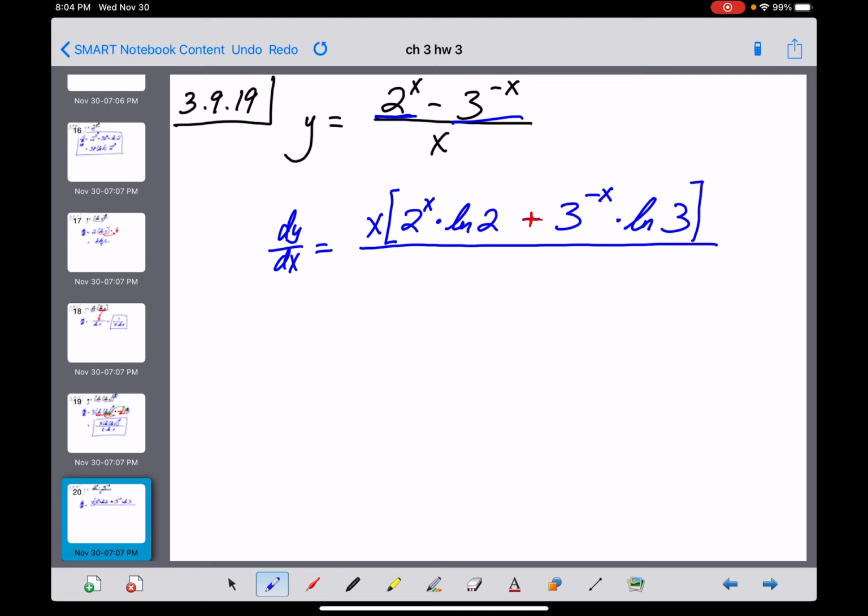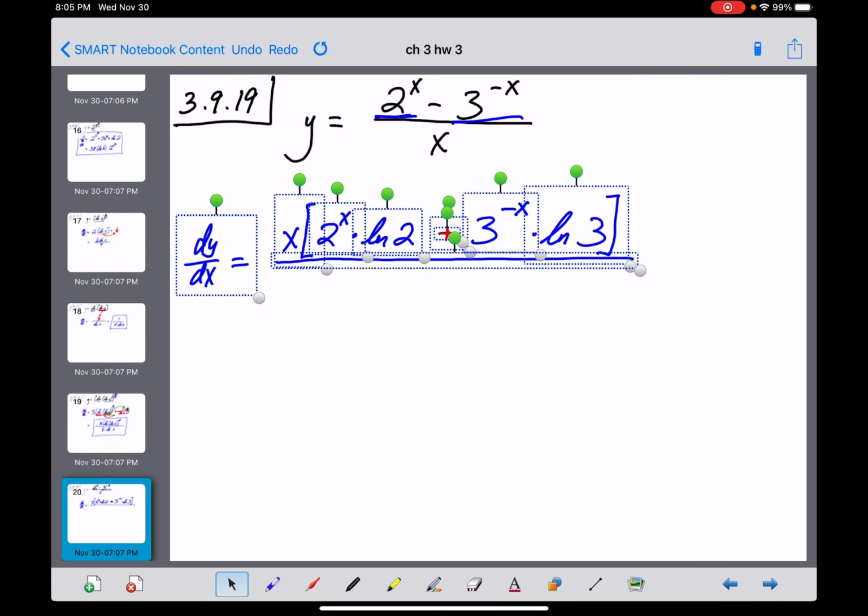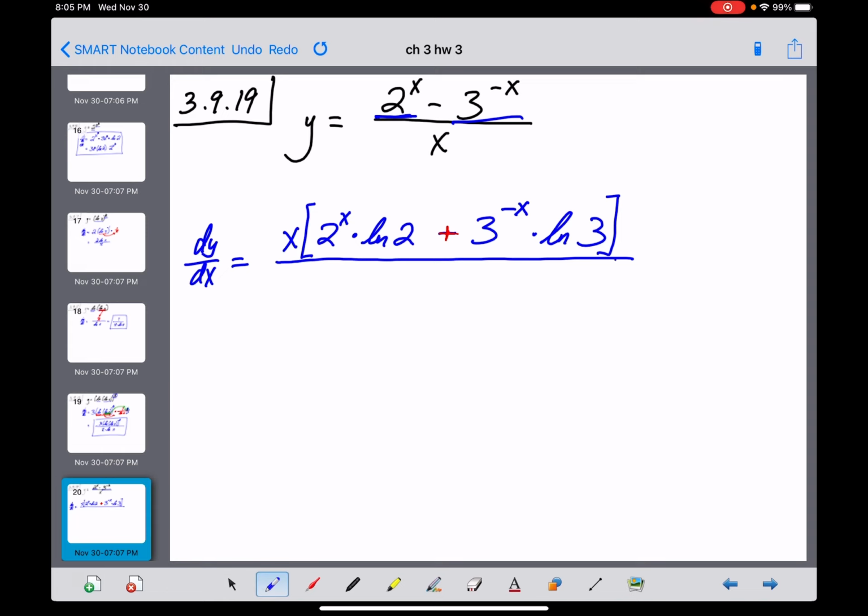Now, we're not done there, guys. Oh, man, I didn't leave myself enough room. All of that is just the first part of the quotient rule here. That was the bottom times the derivative of the top, and then minus the numerator, which is going to be 2 to the x minus 3 to the negative x, times the derivative of the denominator, but that derivative is just 1, and again, there's really nothing to be gained by putting that 1 right there, so I'll just leave it out and call that good. All over the denominator x squared.